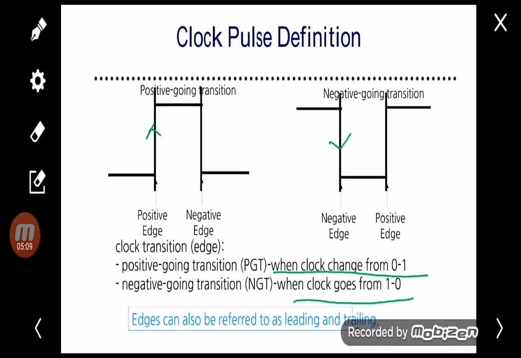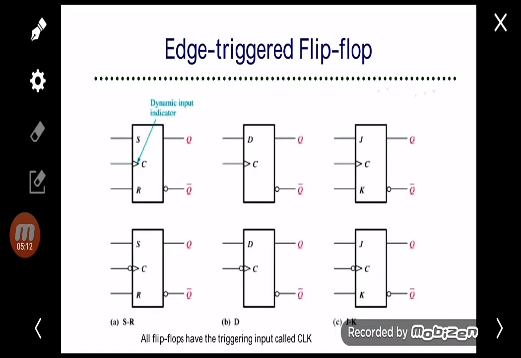Edges can also be referred to as leading or trailing. So these are the types of flip-flop that will be covered in this chapter: we have SC or SR flip-flop, D flip-flop, and JK flip-flop. You can see here there are two different clock symbols, one for positive going transition and one for negative going transition. The difference is the bubble on the negative going transition. The clock with no bubble means it is triggered by the positive going transition.